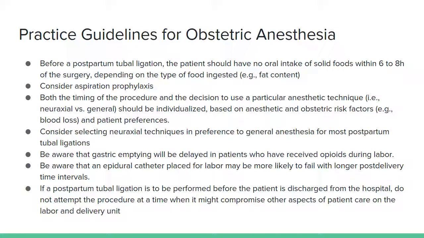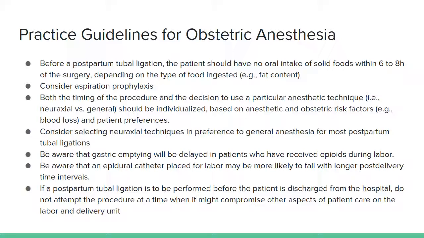So to wrap things up, these are the practice guidelines from the ASA Task Force on Obstetric Anesthesia. Before postpartum tubal ligation, the patient should have no oral intake of solid foods within 6 to 8 hours of surgery, depending on the type of food ingested. An example would be high-fat food. Consider aspiration prophylaxis. Both the timing of the procedure and the decision to use a particular anesthetic technique, for example neuraxial versus general, should be individualized based on anesthetic and obstetric risk factors, which include blood loss and patient preference.